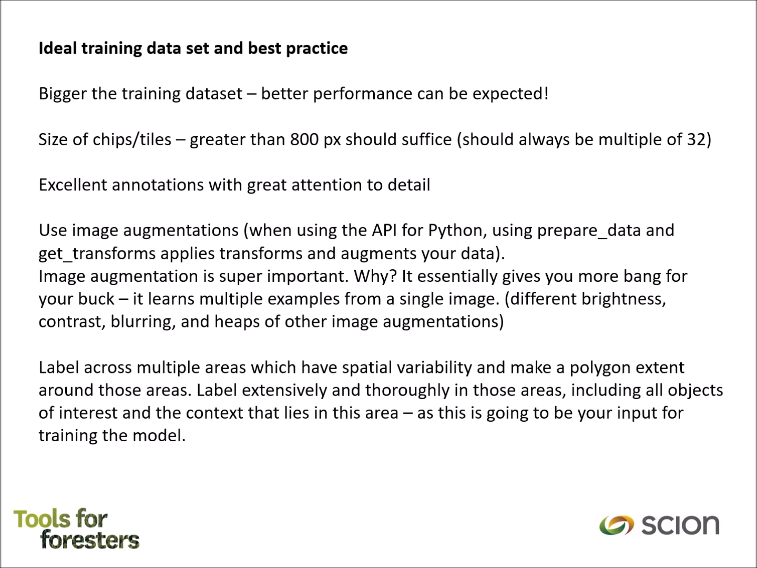Use image augmentations. When you're using the API for Python, the functions prepare_data and get_transforms, which are part of the arcgis.learn module, apply various kinds of transformations. You can choose what kind of transformations you want. And that gets you more bang for your buck, because the computer is going to learn from, let's say, one chip or one tile. It's going to augment it, changing the brightness, contrast, introducing Gaussian blurring, introducing noise, so that even when you have a blurry image, it still knows what it's trying to detect.